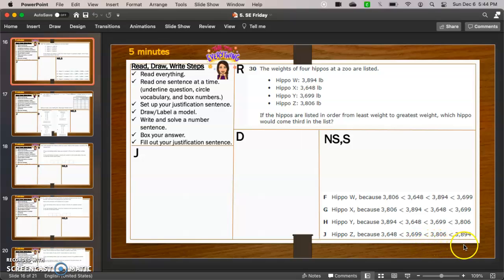less than 3,894. If the hippos are listed in order from least weight to greatest weight, which hippo would come third in the list? Pause the video while you answer your question in Pear Deck. Remember, if you want to hear me repeat the question, you can always rewind the video.